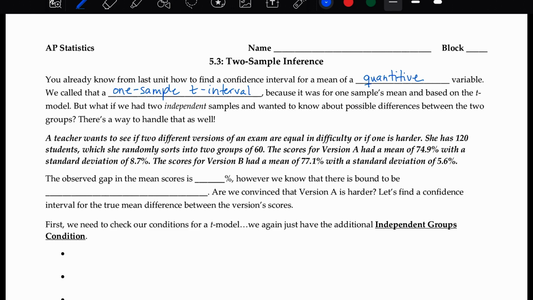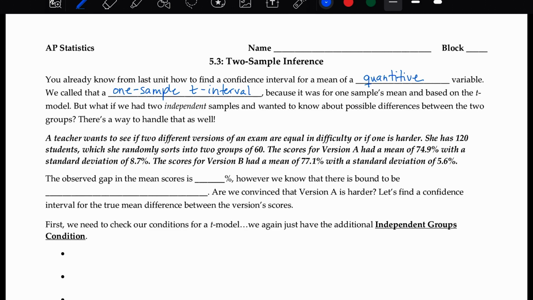For example, a teacher wants to see if two different versions of a test are equally difficult, or if one of them is harder than the other. She has 120 students, which she randomly sorts into two groups of 60. The scores for version A had a mean of 74.9% with a standard deviation of 8.7%. The scores for version B had a mean of 77.1% with a standard deviation of 5.6%.